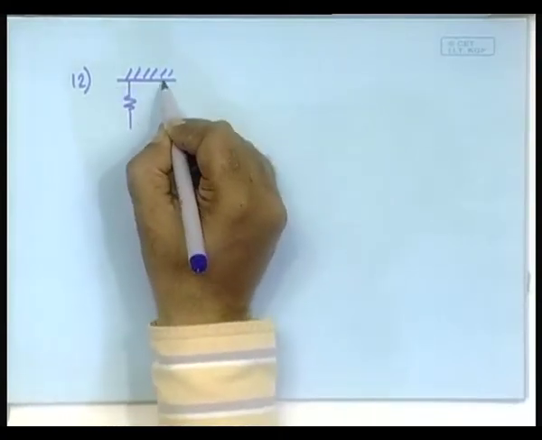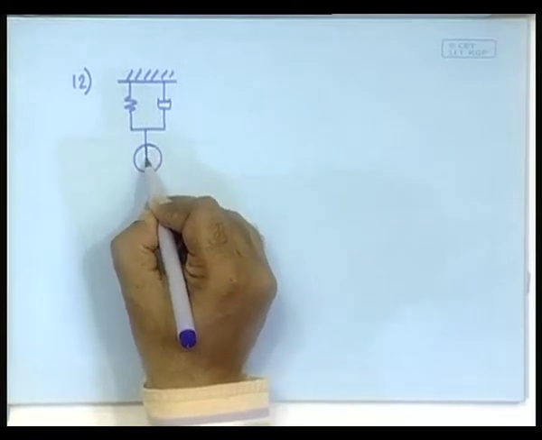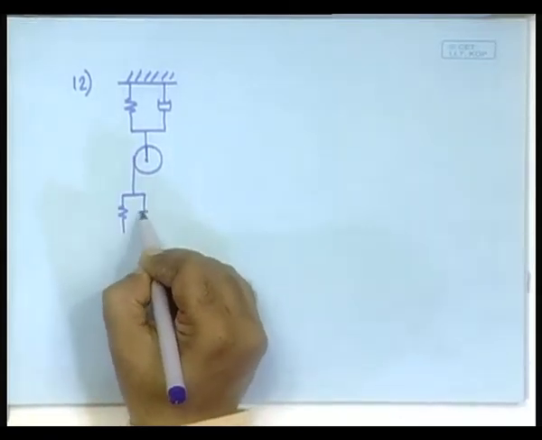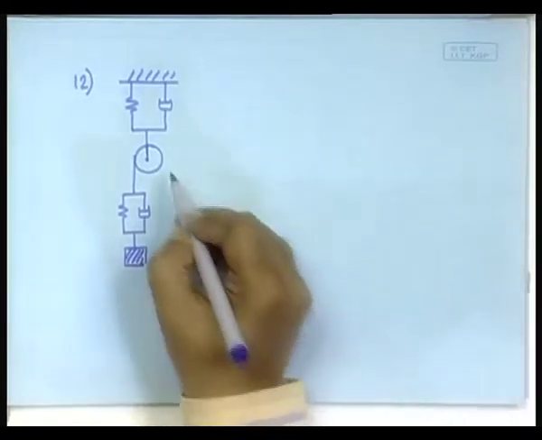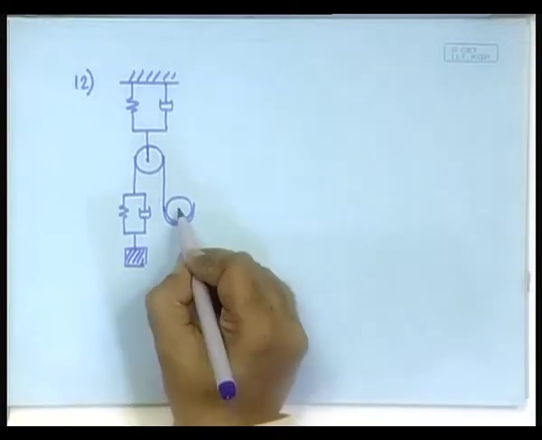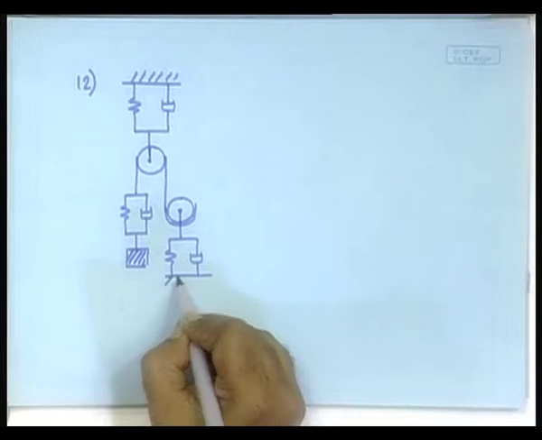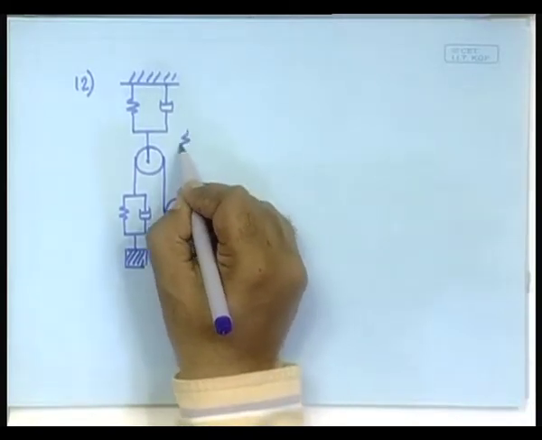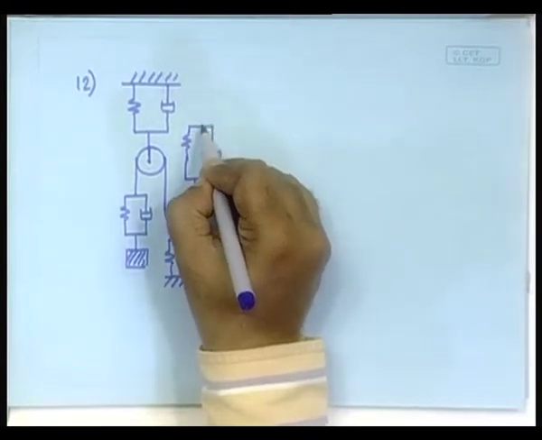You have got the spring damper arrangement connected to here. From here there is a pulley suspended, and the pulley is connected by means of a spring damper arrangement to a mass. The other side of the pulley is connected to another pulley, and this suspension is also connected to the ground. Now, this side is connected by means of another spring damper arrangement, and this point is being pulled.